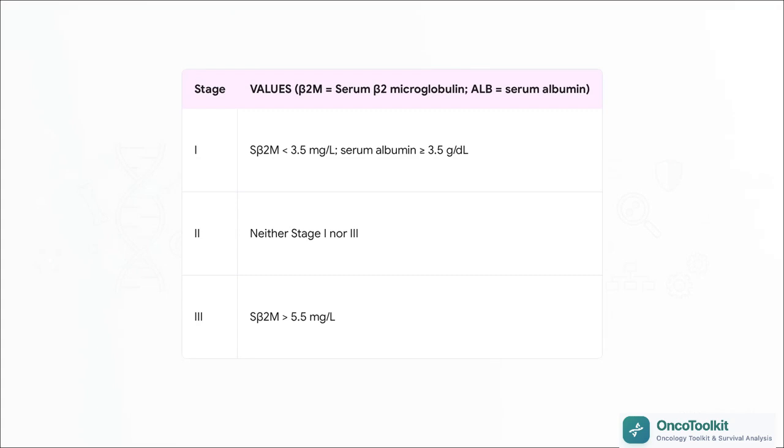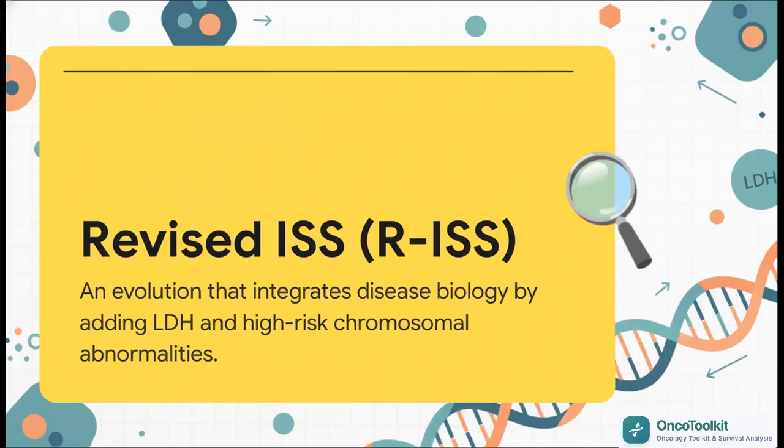And here are the specifics. For stage 1, you needed a beta-2 microglobulin under 3.5 and an albumin of 3.5 or higher. Stage 3 was defined by a beta-2 that was 5.5 or more, and stage 2, well, that was basically everybody else in between. It was simple, it was effective, and for its time, it was a huge leap forward. But we all knew that tumor burden wasn't the entire story.